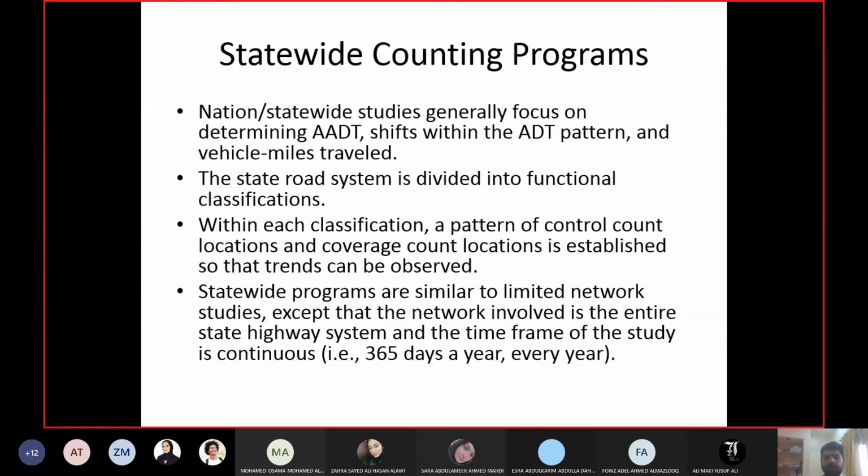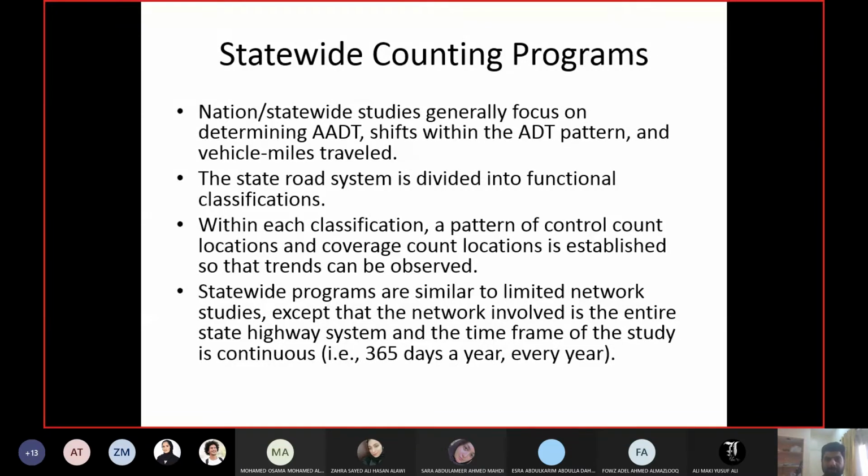The first step in a statewide program is to classify your roads according to their functional classification. We have studied functional classification in the highway engineering course, where the main classes were arterials, collectors and local streets, and then within them you may have sub-classifications as well: principal arterials, major arterials, minor arterials, major collector, minor collector. Whatever classes you want to make, you make them, and then you identify the highways belonging to each class. Then for each class of highway, you will have a set of control and coverage count locations for each type of classification.